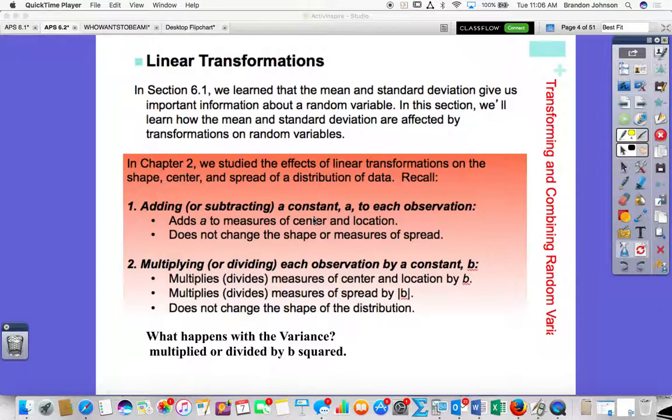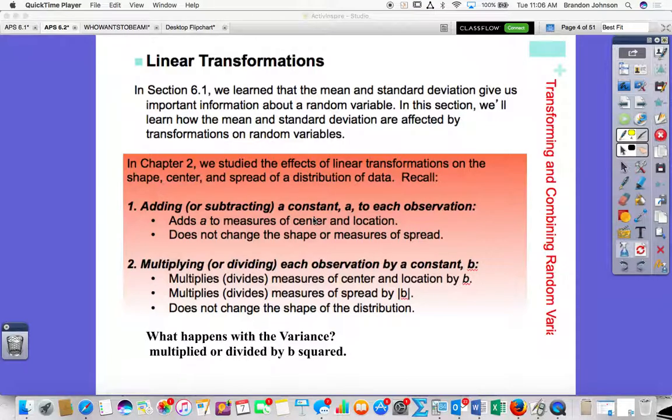So if I multiplied all of our values, let's say our height in inches, by 2.54 to convert to centimeters, what happens to the spread? Your data get more spread out. It does get wider. And actually the standard deviation would then multiply by 2.54 as well. What about the center? What does the center do? Yeah, multiplying and dividing impacts both center and the spread.